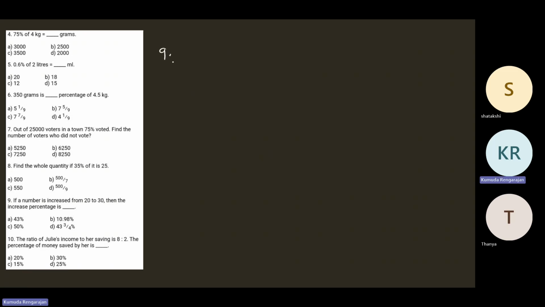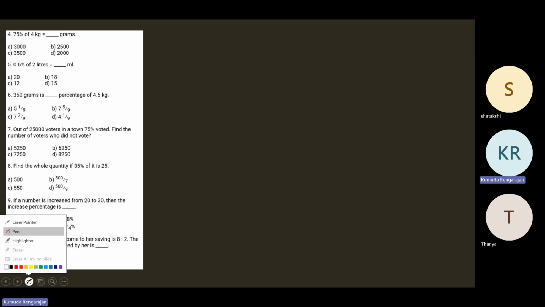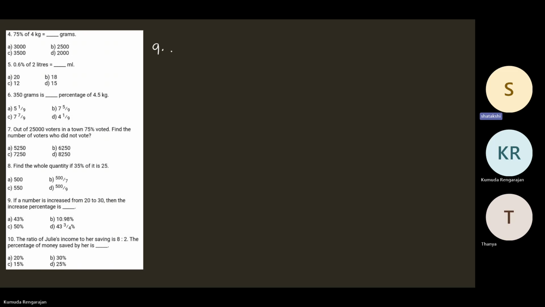If a number is increased from 20 to 30, then the increase percentage is. Satakshi, we've learned this last year because Tanya and Danya had it for their exam, so they remember. I don't know if you were able to recall from last year. Ma'am, I don't remember.